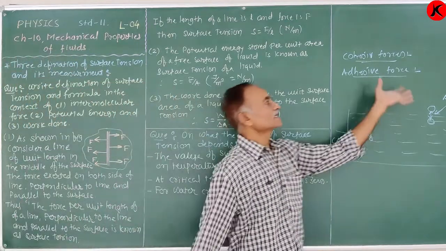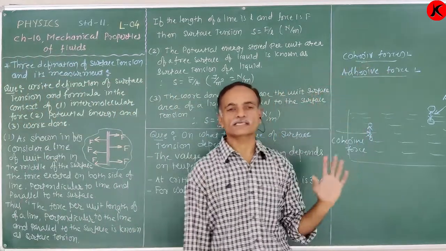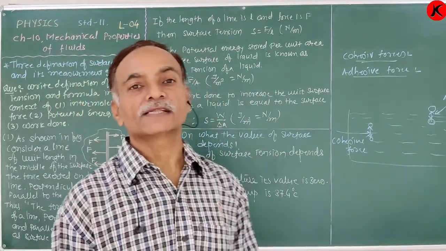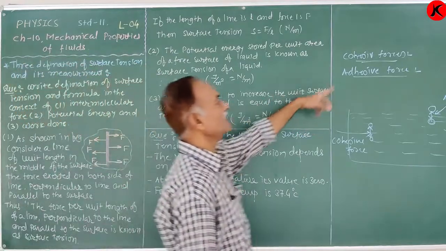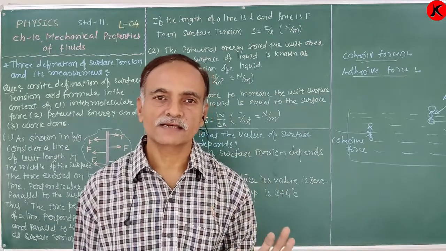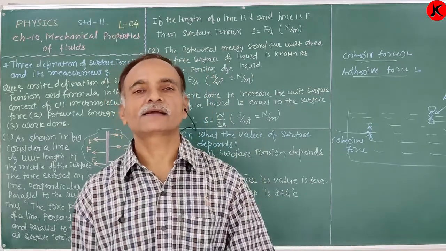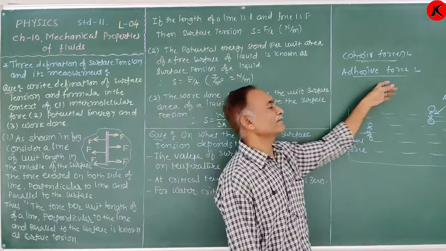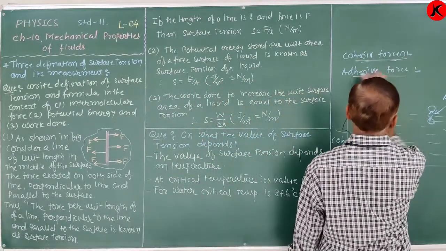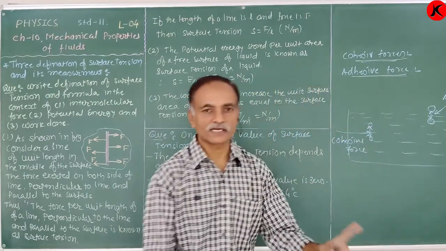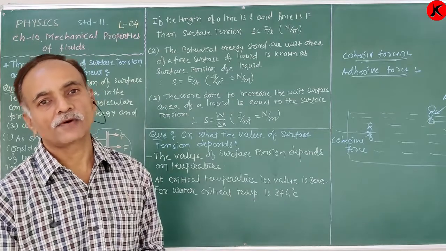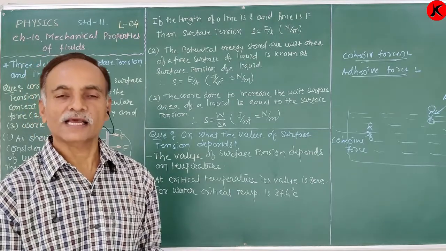Now, these two types of forces are exerted, cohesive and adhesive. Cohesive force means the force of attraction between two molecules of the same material, and adhesive force is also a force of attraction between two molecules, but of different materials. Now, cohesive force is stronger than the adhesive force. Clear this? Okay.